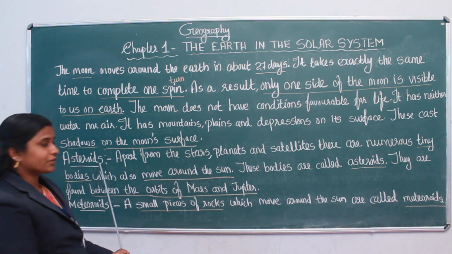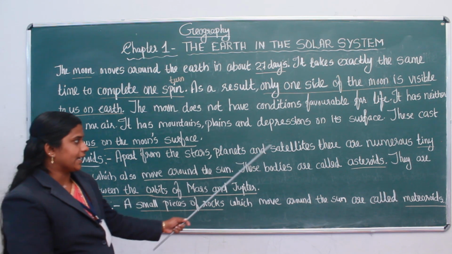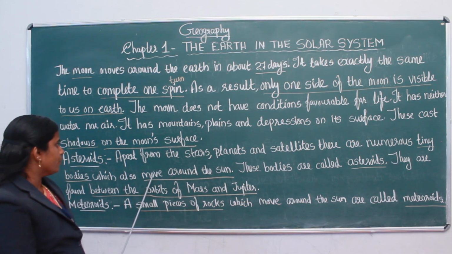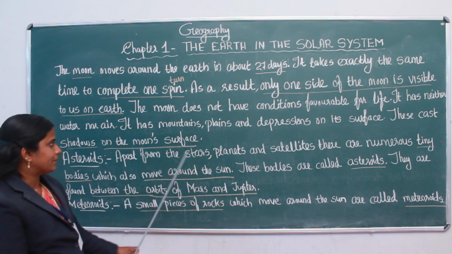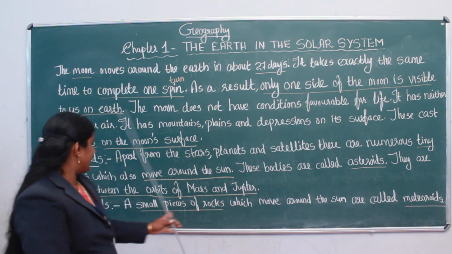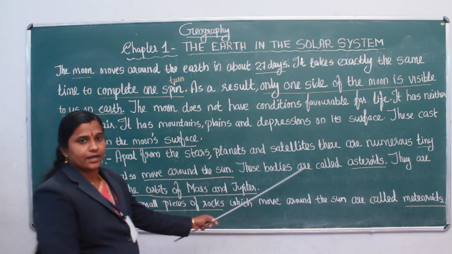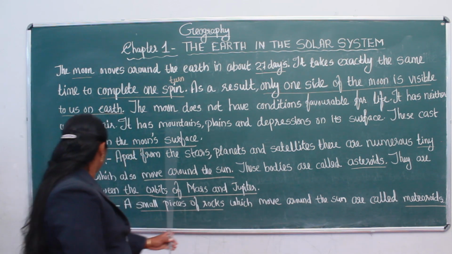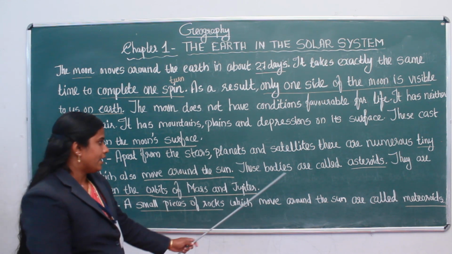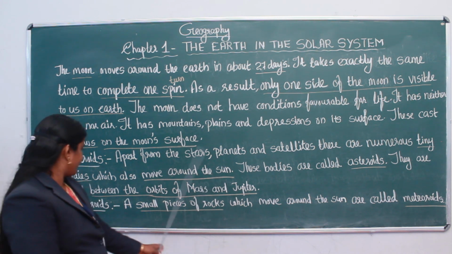Next is asteroids. Apart from the stars, planets and satellites, there are numerous tiny bodies which also move around the Sun. These bodies are called asteroids. They are found between the orbits of Mars and Jupiter.